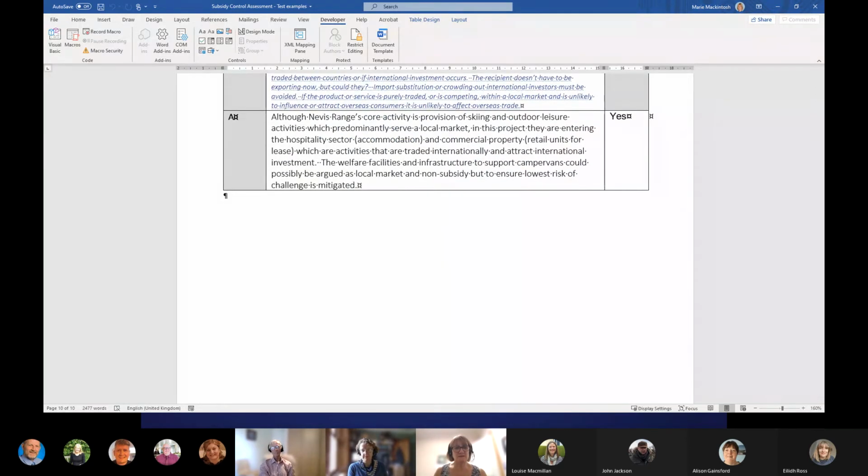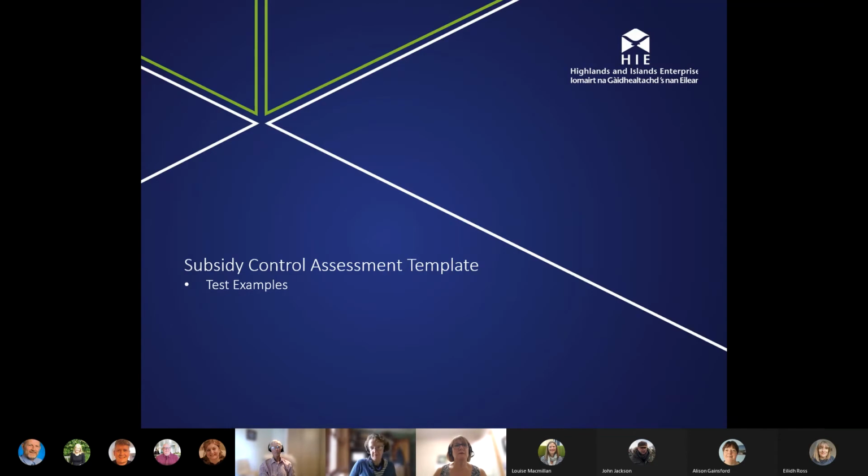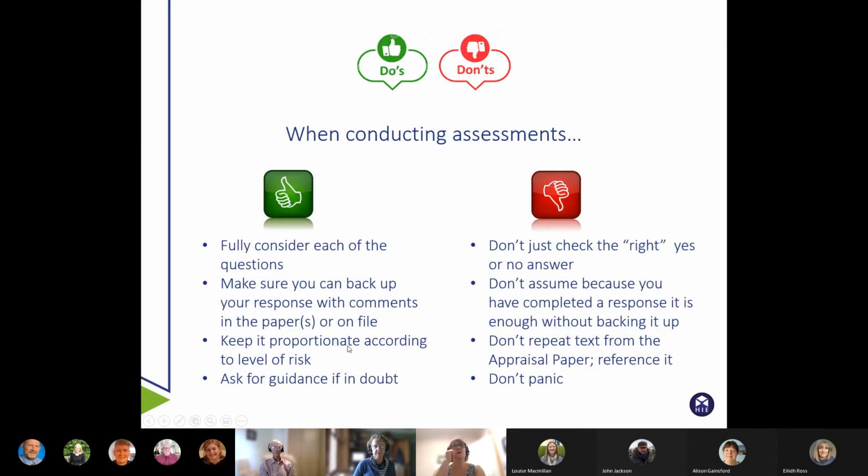Going back to the slides then briefly. So as always, when you're conducting your assessments, just make sure that you consider each question and don't just click the yes or no on the right hand side without actually considering why you're doing that. We still see assessments coming through with the right conclusion but for the wrong reason, so we're trying to get you to get the right reasons in there.